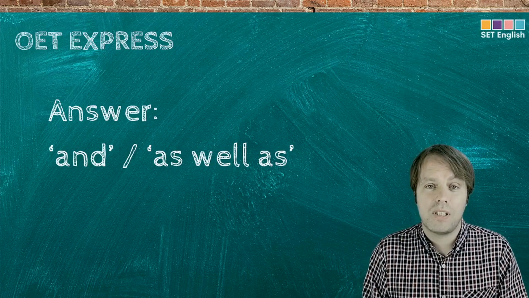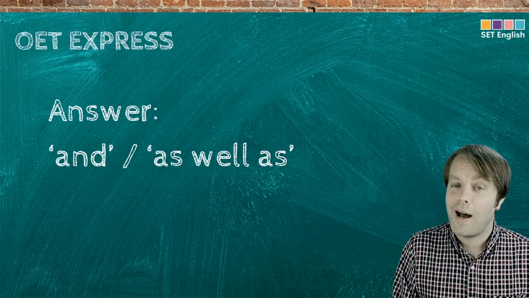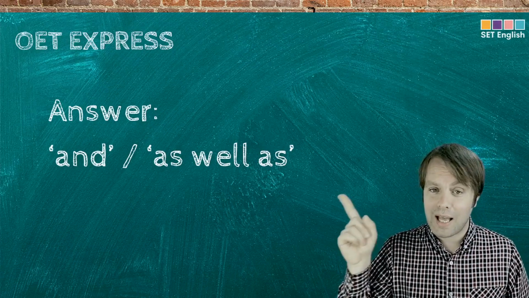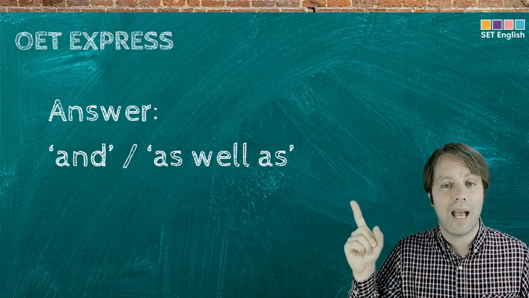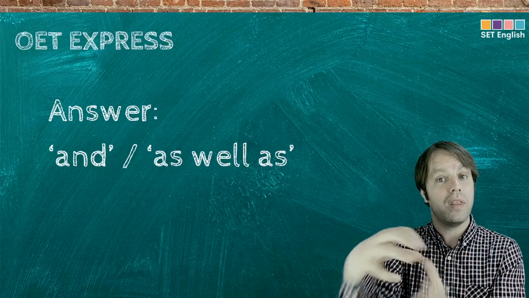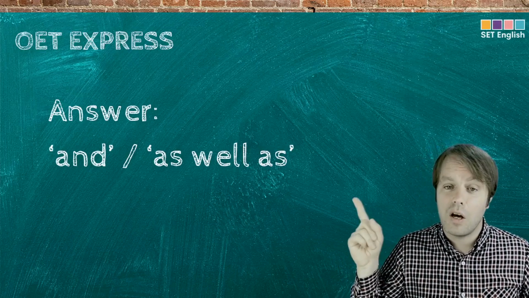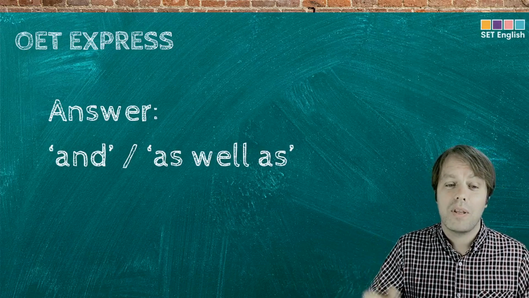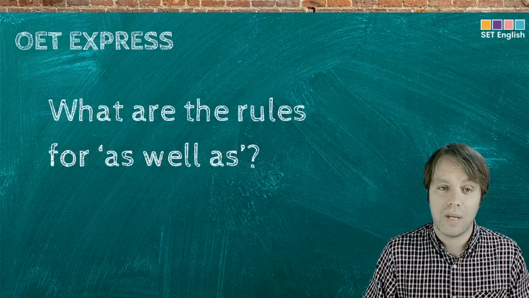I am tired and hungry. I am tired as well as hungry. This is the same. Because it's the same meaning, and in many sentences you can replace one with the other, it seems that we can just use them in exactly the same way. But this is the problem we have.